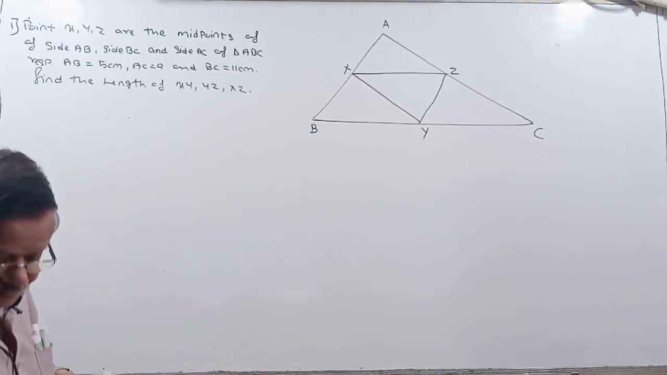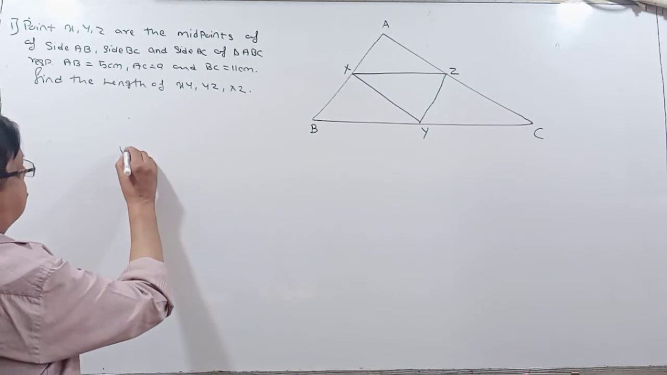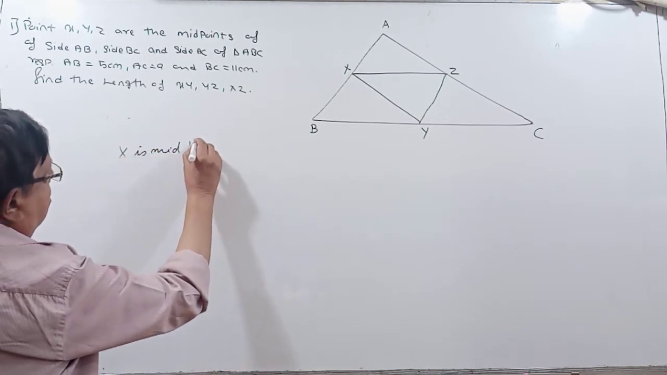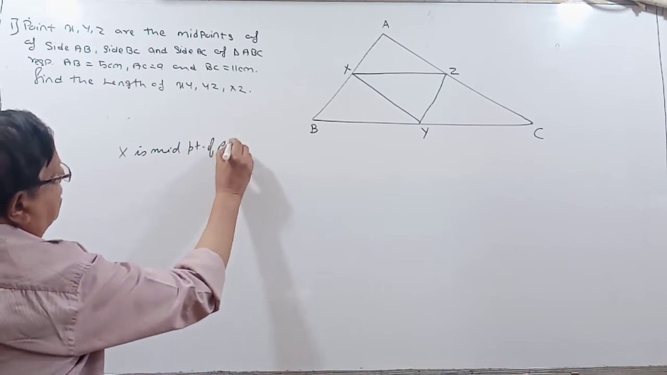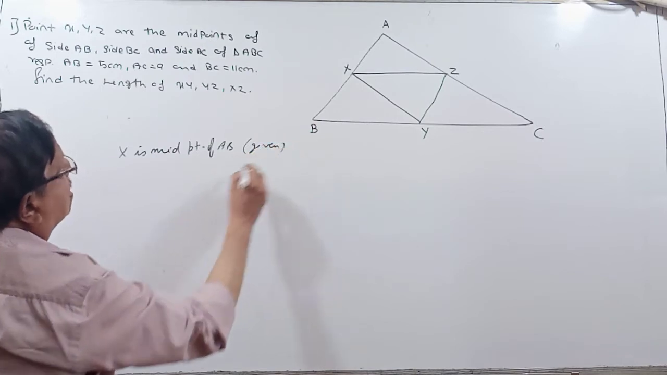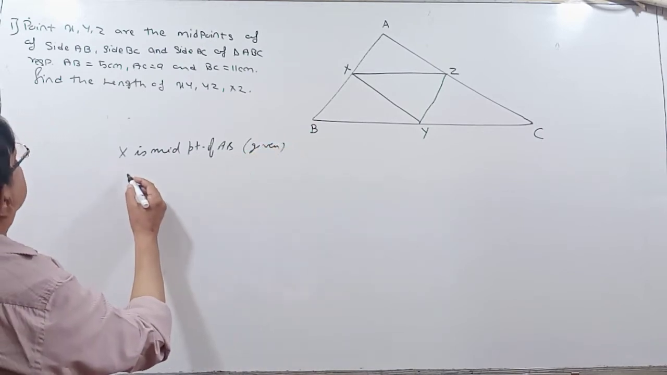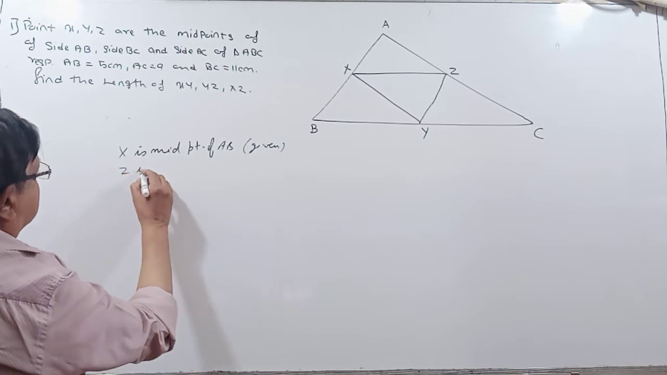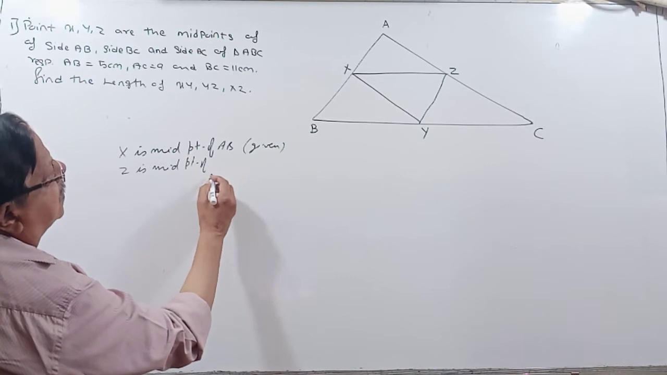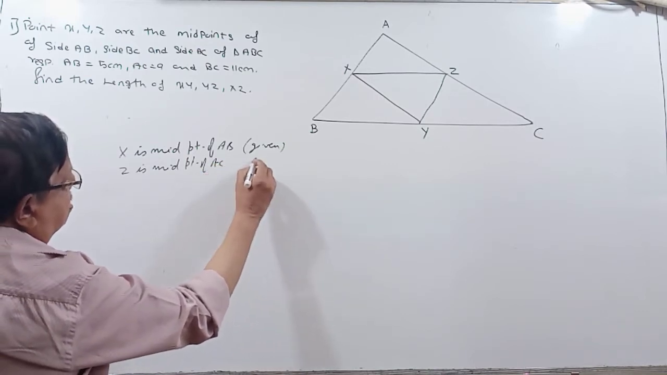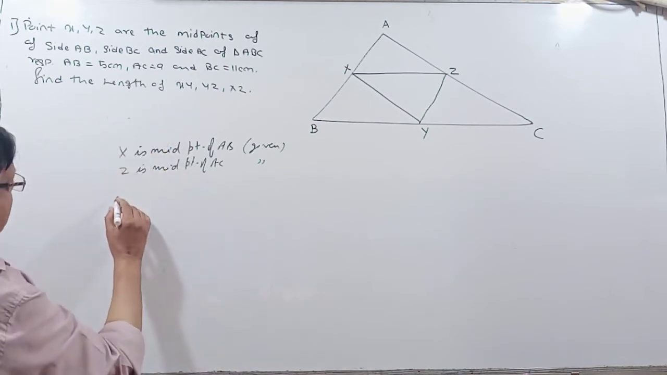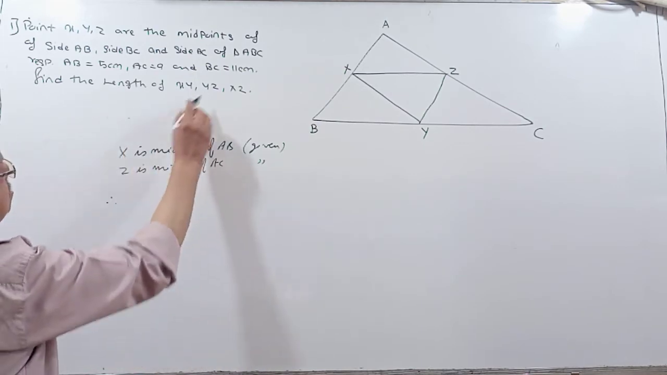Right. X is the midpoint of AB, given. Y is the midpoint of AC, given. Therefore, the length of XY.